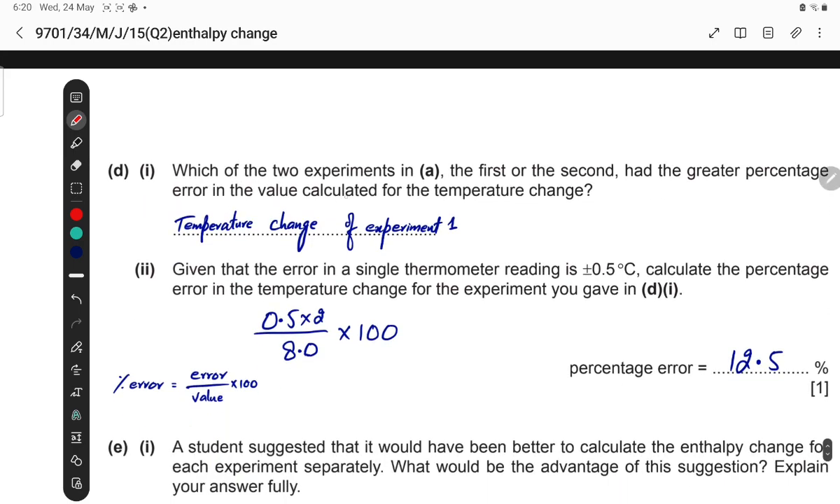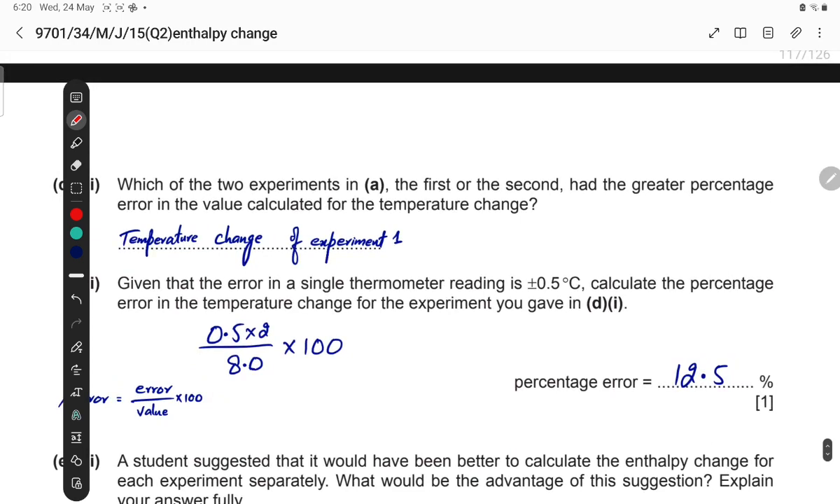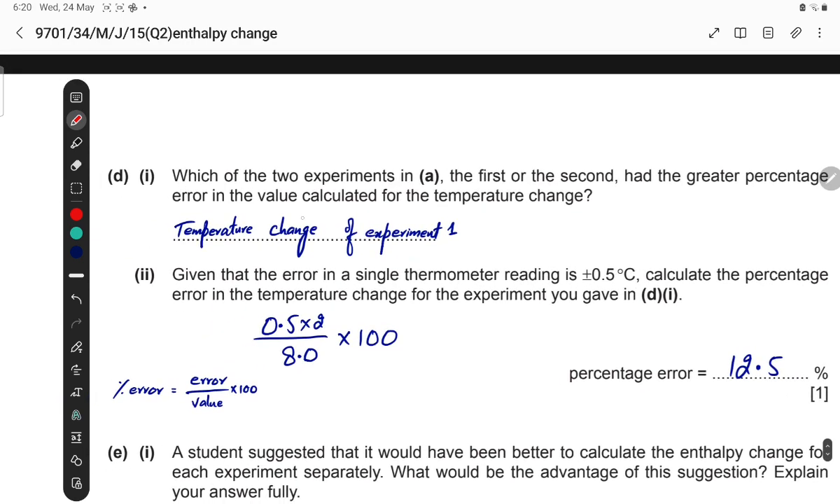Which of the two experiments in A, the first or the second, had the greater percentage error in the value calculated for the temperature change? Temperature change for experiment 1. Given that the error in single thermometer reading is 0.5 degrees centigrade, calculate the percentage error in the temperature change for the experiment you gave in D1.